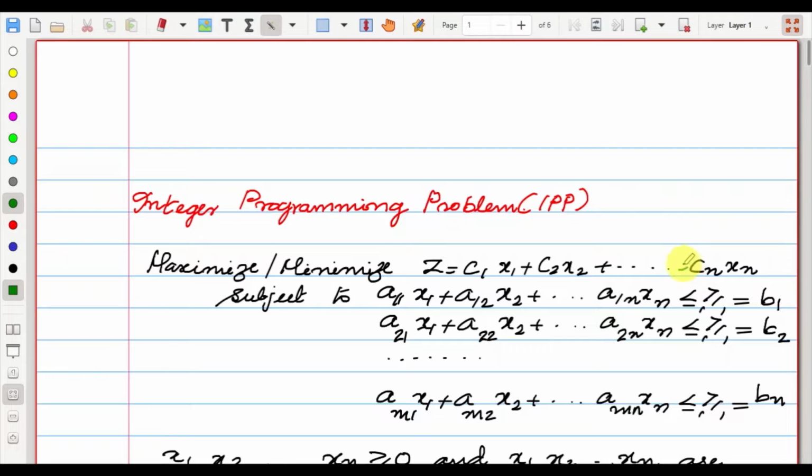It is subject to the constraints a11x1 plus a12x2 plus etc. a1n xn, which may be less than or equal to, greater than or equal to, or equal to b1. a21x1 plus a22x2 plus etc. plus a2nxn less than or equal to, or greater than or equal to, or equal to b2, etc. am1x1 plus am2x2 plus etc. amn xn, less than or equal to, or greater than or equal to, or equal to bm.